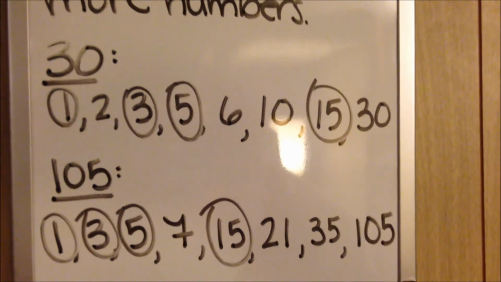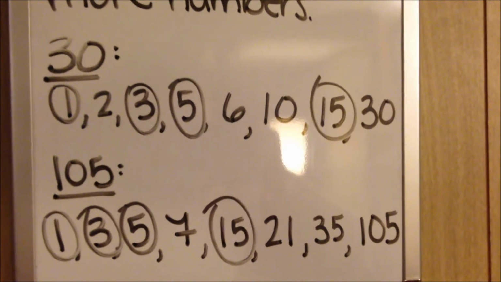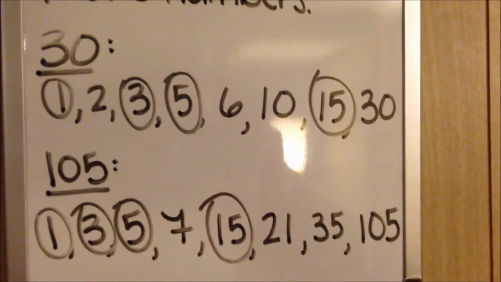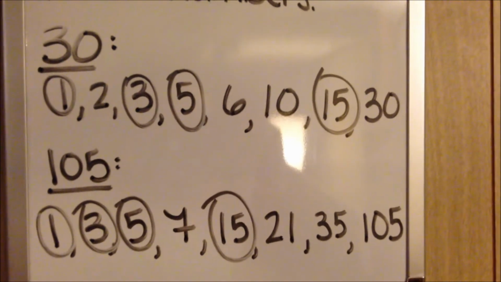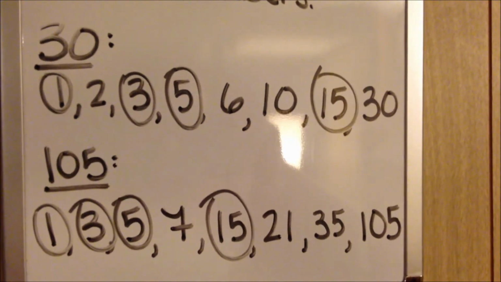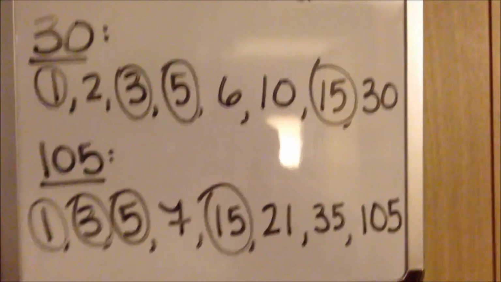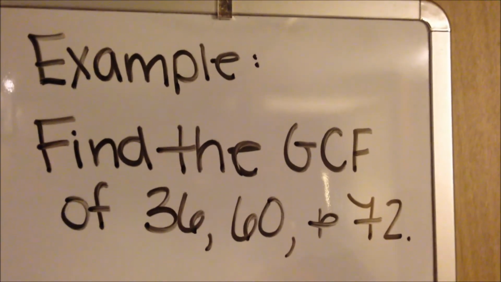Now, I have 4 sets of numbers circled between 30 and 105. They are 1, 3, 5, and 15. Those are the common factors between the two numbers. The number 15 in this particular case would be considered the GCF, or the greatest common factor between the two numbers. Let's try an example finding the GCF amongst 3 numbers.